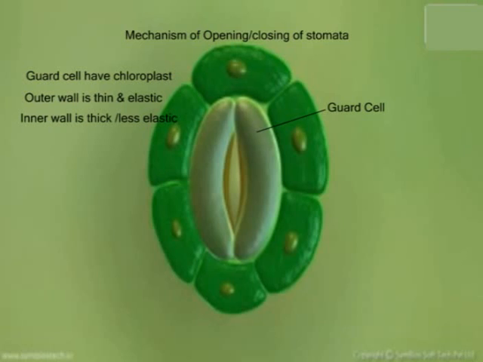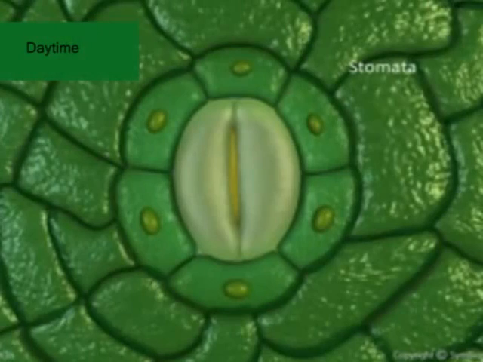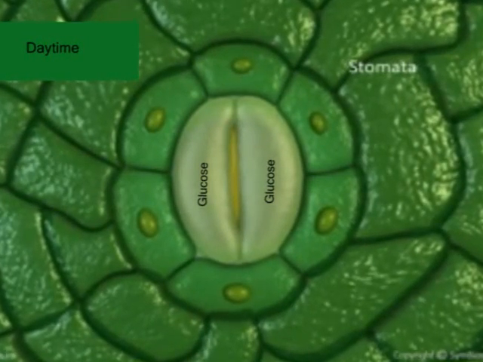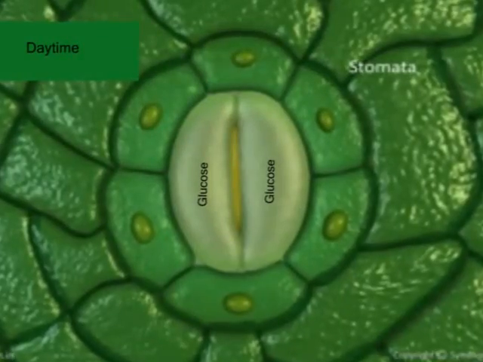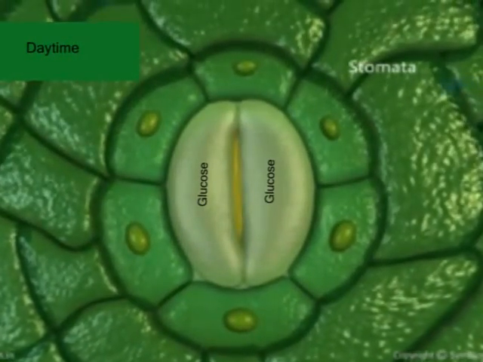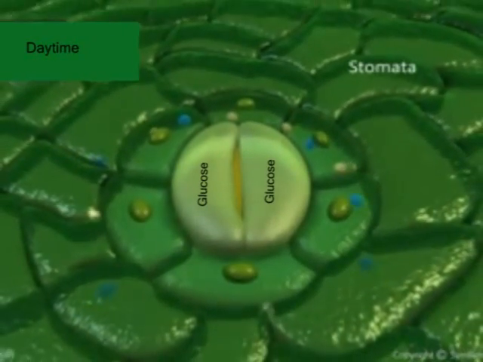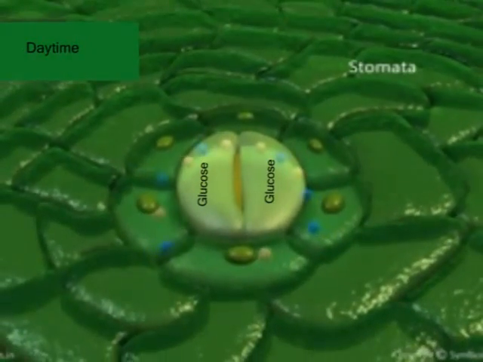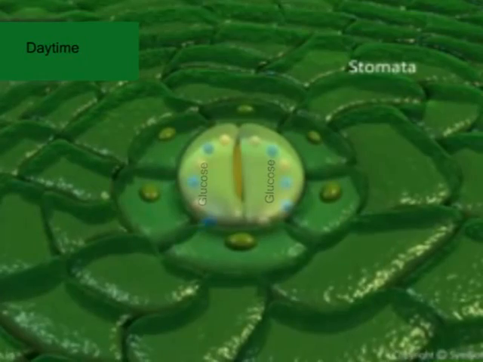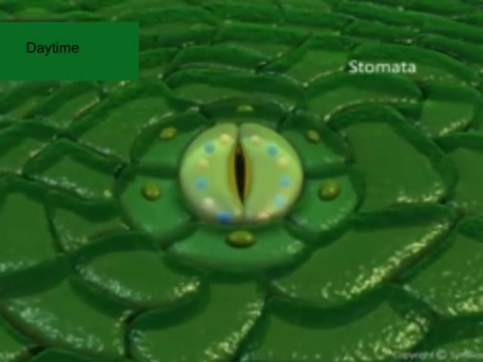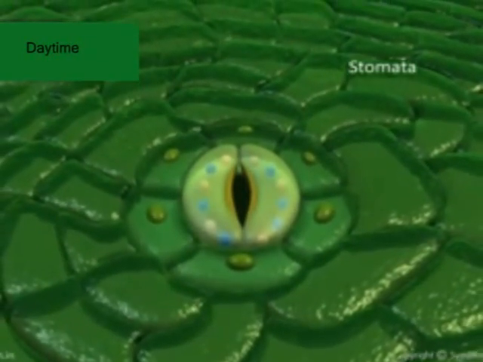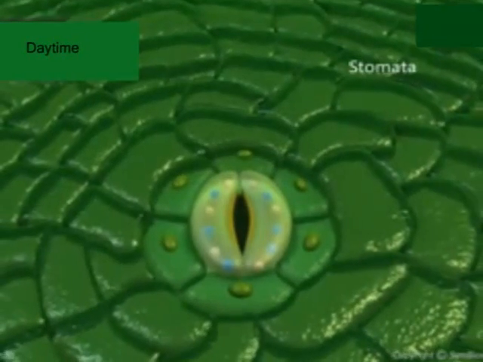During the day, light intensity is high and photosynthesis takes place in the guard cells. Glucose is made in the process and accumulates in the cell cytoplasm, thus raising the osmotic pressure of the guard cells. Water moves from the surrounding cells into the guard cells by osmosis. The guard cells increase their turgidity. The thin outer wall stretches, pulling the thicker inner wall outwards and thus opening the stomata.